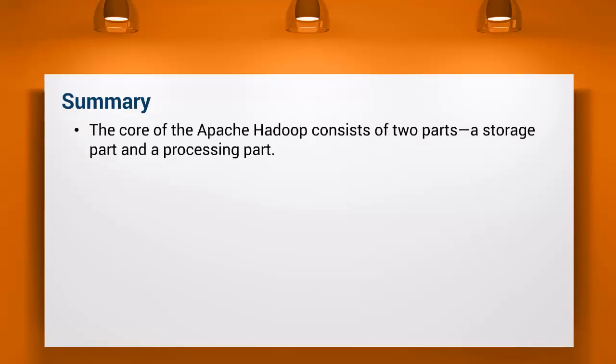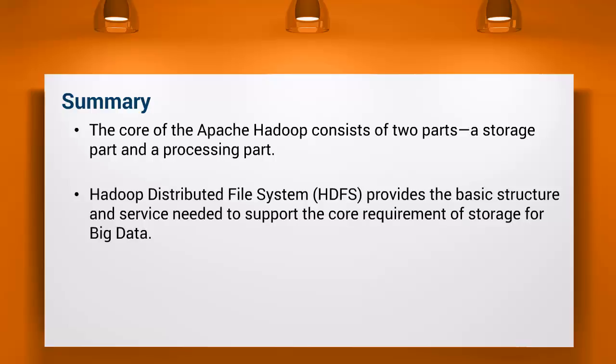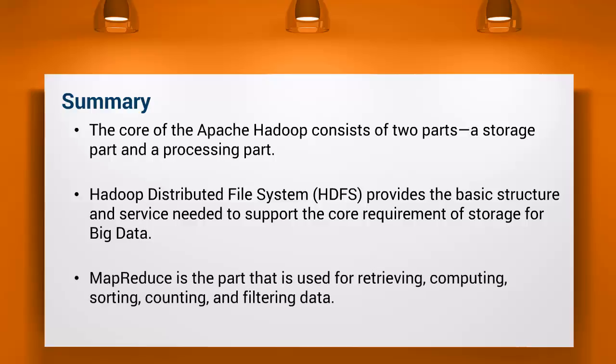consists of two parts, a storage part and a processing part. Hadoop Distributed File System, HDFS, provides the basic structure and service needed to support the core requirement of storage for big data. MapReduce is the part that is used for retrieving, computing, sorting, counting, and filtering data.